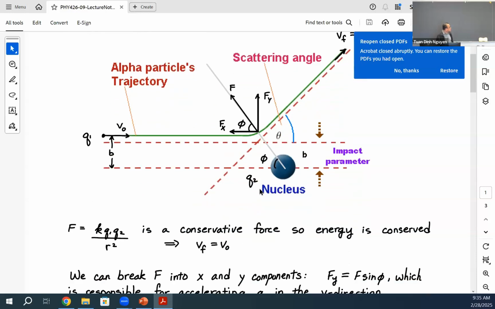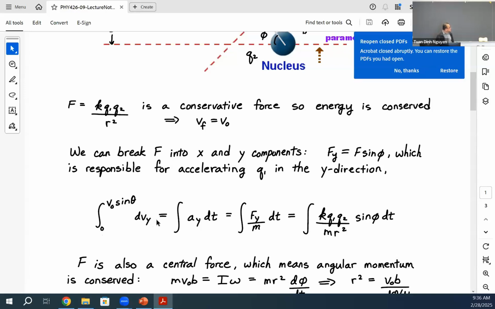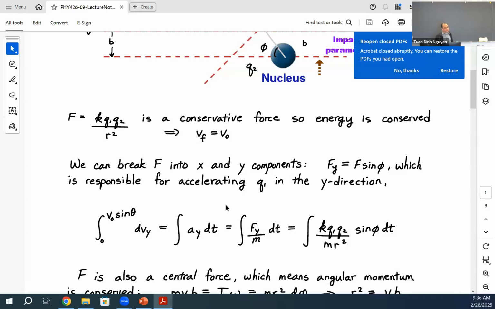So if you take the integral of the y component, initially it's 0, afterwards it's v naught sine theta. This integral is also the acceleration over time, because this force is a time-varying force, right? It changes in time, so the acceleration will change in time. And all we have to do is integrate this to get the speed, and that was our strategy here. And you put in for the force, the Coulomb force, you get this 1/r² term. The sine phi is the y component.